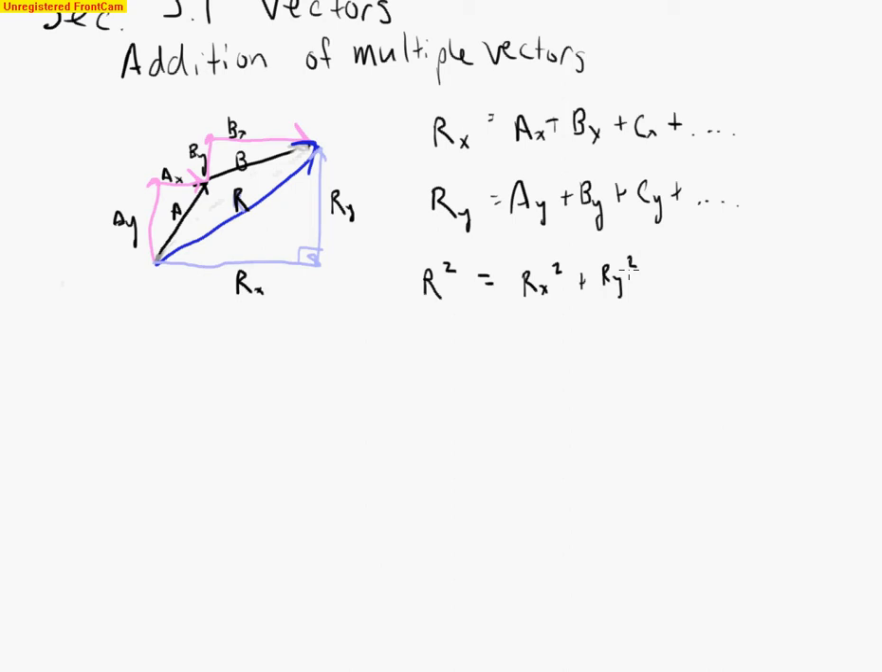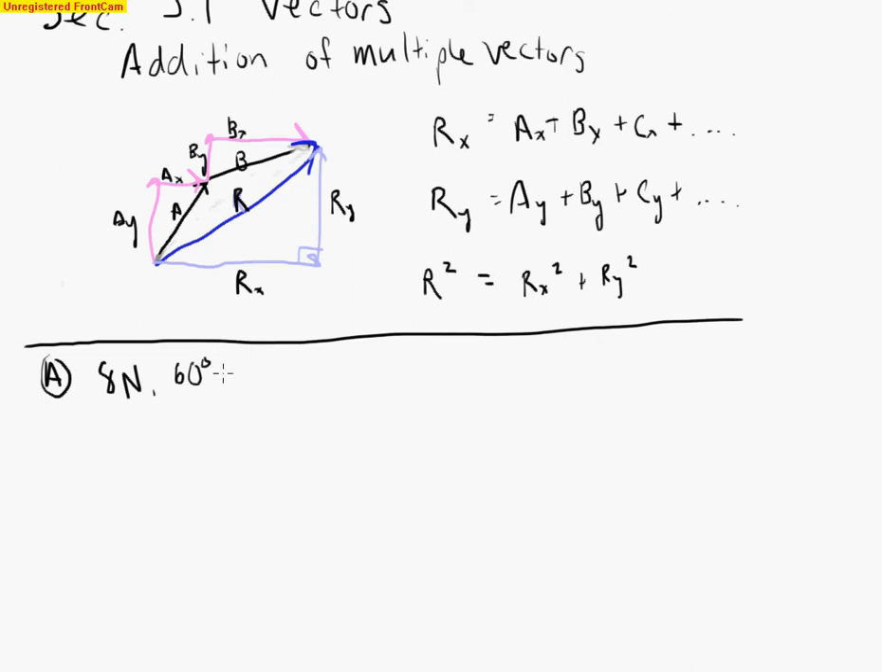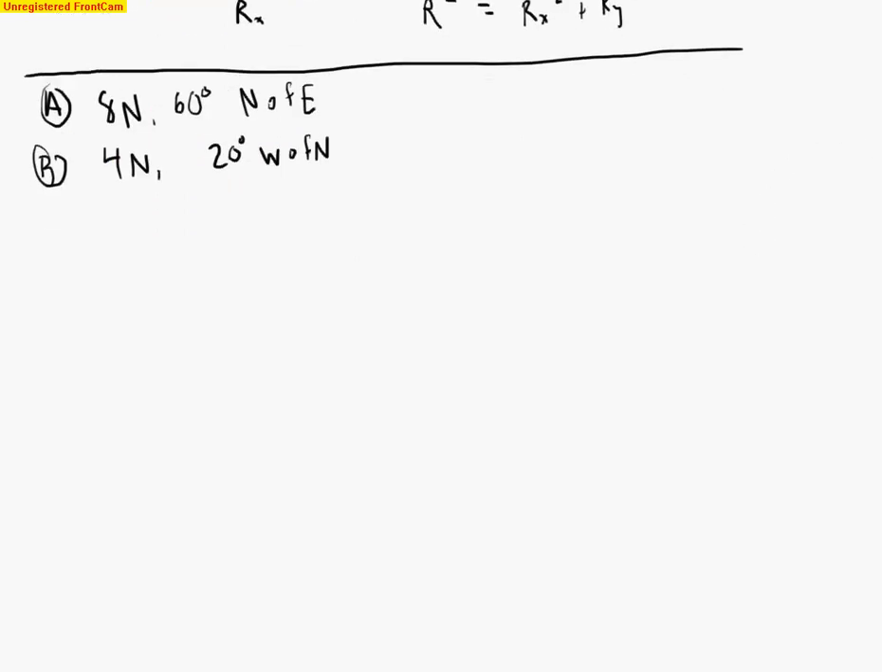Okay, so let's look at another example of where we can use this logic again. Let's say we have two vectors. Vector A, so new problem here. Vector A is 8 newtons at 60 degrees north of east. And vector B is going to be 4 newtons at 20 degrees west of north.